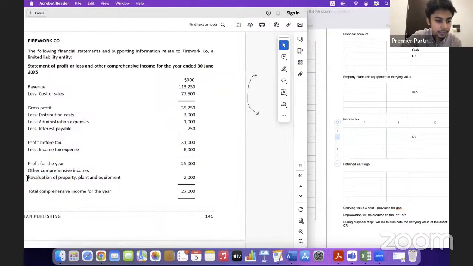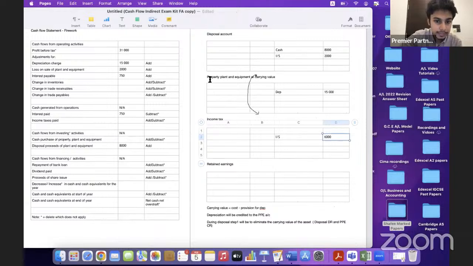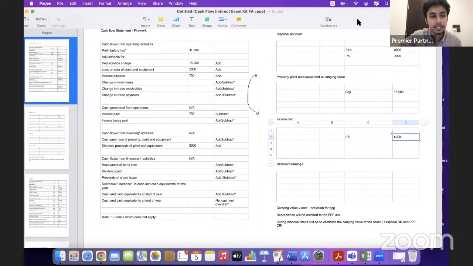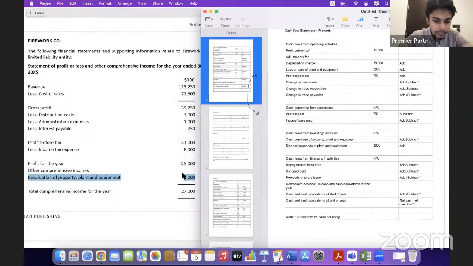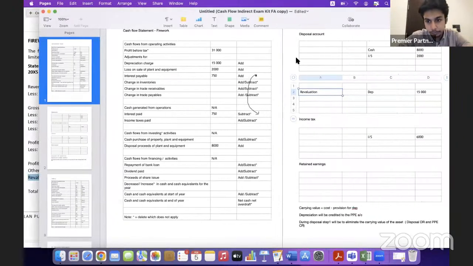So why they have given this revaluation of property is that it is supposed to be considered when you do the PPE account. Because guys, we are revaluing property, no? And you should understand in the FA syllabus, we only have revaluation gain, no loss. Okay. In our syllabus, we have no revaluation losses. We only have revaluation gain. So guys, remember any revaluation gain, you should mark it in the property account and show revaluation. How much is the revaluation? 2000. Done.